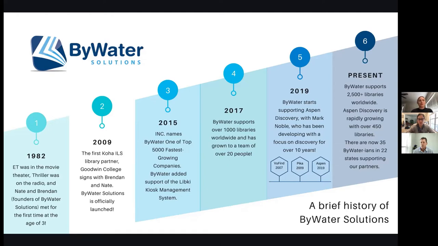So we jump to 2019, Aspen Discovery was formed, and Mark Noble has been developing discovery layers and products like Aspen for over 10 years. Currently we support over 2,500 libraries. With Aspen Discovery, we're finding that it's rapidly growing in libraries throughout the country, and we've been expanding to some other countries as well. We have over 450 libraries with us right now.